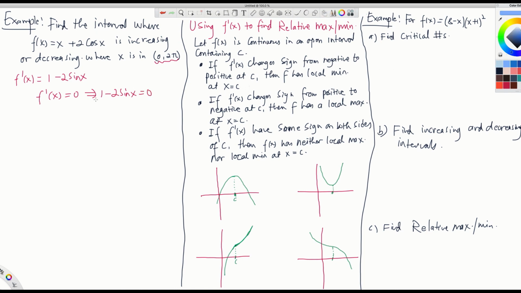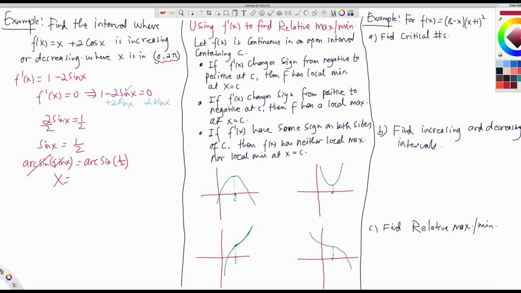So how do I solve this for x? You add 2 sine x on both sides. You get 2 sine x equals 1, right? Divide by 2. You get sine x equals 1/2. So you take the arc sine. Arc sine of sine x equals arc sine of 1/2. The arc sine and sine will cancel out, so what is left is x equals arc sine of 1/2.